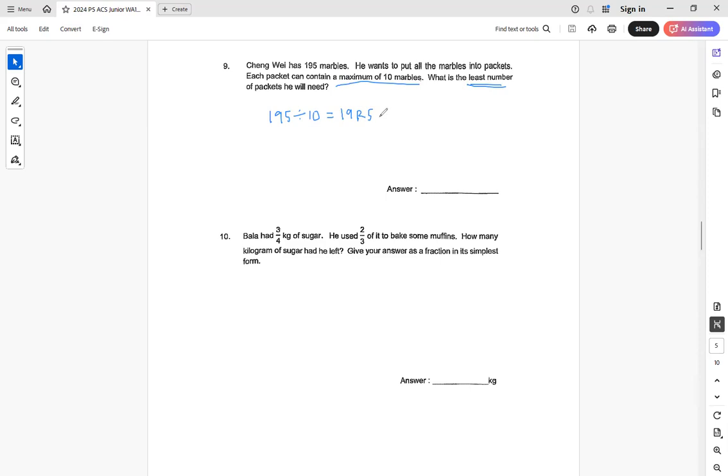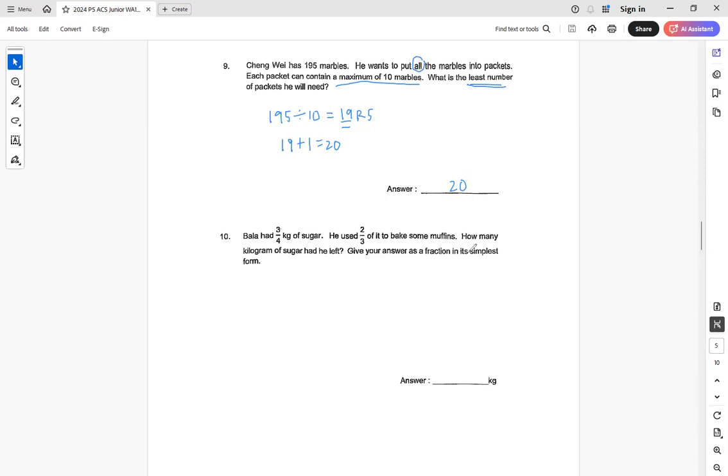But take note, this question says he wants to put all the marbles. So here you have your 19 packs, but then you have a remainder of 5. These 5 marbles, you need 1 more packet. So total, you will need 19 plus 1 more for this 5 remainder. So you will need 20 packets. So your answer for question 9 is that you need at least 20 packets.